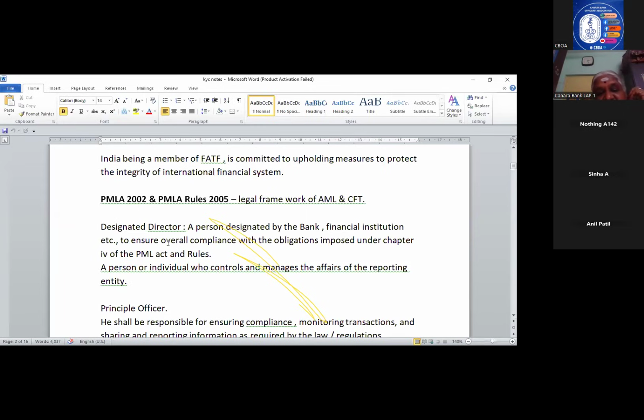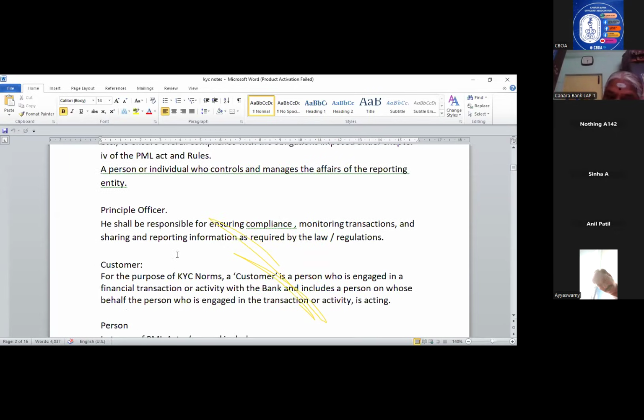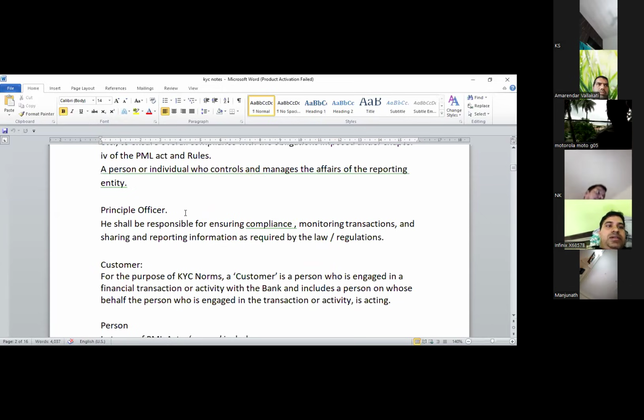According to this, a designated director will be there in any organization, and especially when we take a bank, in our bank there will be one director who will be dealing with all these KYC matters, and he will be the ultimate person who will be reporting to FIU India, that is Financial Intelligence Unit India, to whom we have to report all the matters regarding our KYC or AML activities. The principal officer is the next person in charge who will be ensuring the compliance and monitoring of transactions and sharing and reporting the information to the designated director for onward transmission to the FIU India.